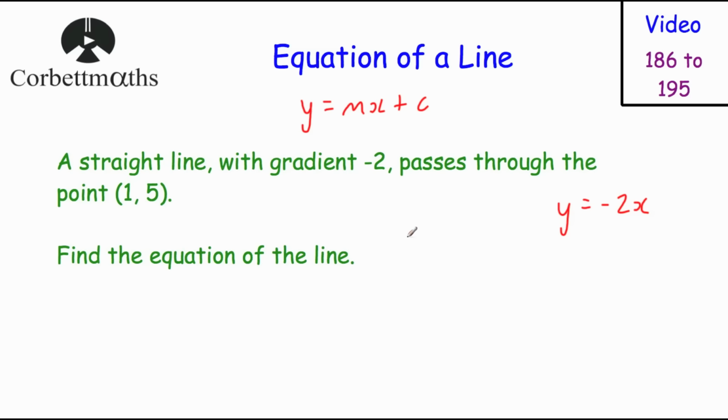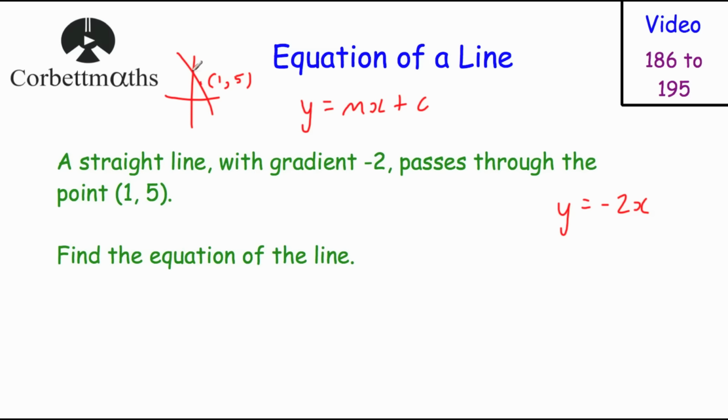There are two ways I would typically do this question. One is by looking at the gradient. The gradient's minus 2, so this graph is going down. So we've got an x and y axis, and with a gradient of minus 2 it's coming downwards like so. We know it goes through the point 1, 5. Because the gradient is minus 2, for every 1 you go across, it comes down 2.